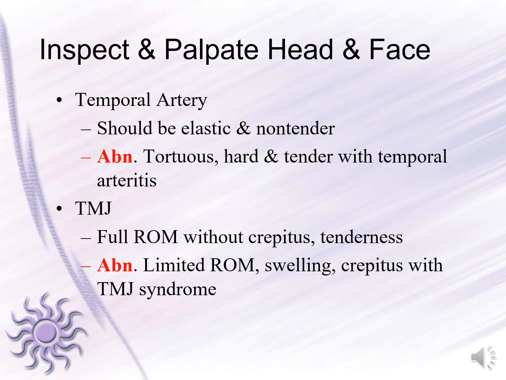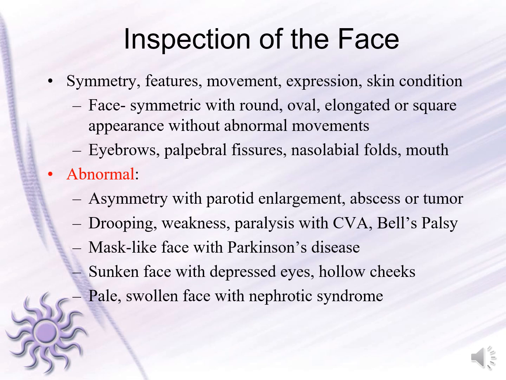The TMJ, which is down in the jaw, we expect to have a full range of motion in that temporomandibular joint. There should be no crepitus or tenderness, and if there's any limited range of motion, that is an abnormal finding. In the inspection of the face, just like I talked about earlier, we're looking for symmetry: eyebrows, palpebral fissures, which is the space between the eyelids, and nasolabial folds, and in addition the mouth, smiling symmetrically, etc. Below is listed all the abnormal findings that might be causing a problem for your patient.